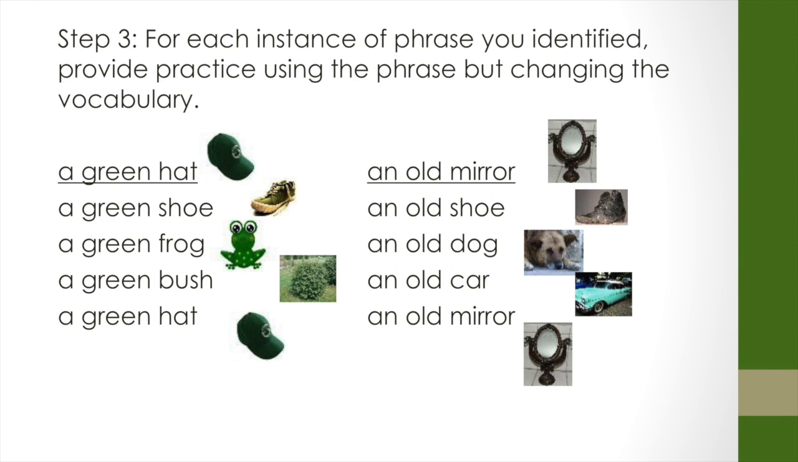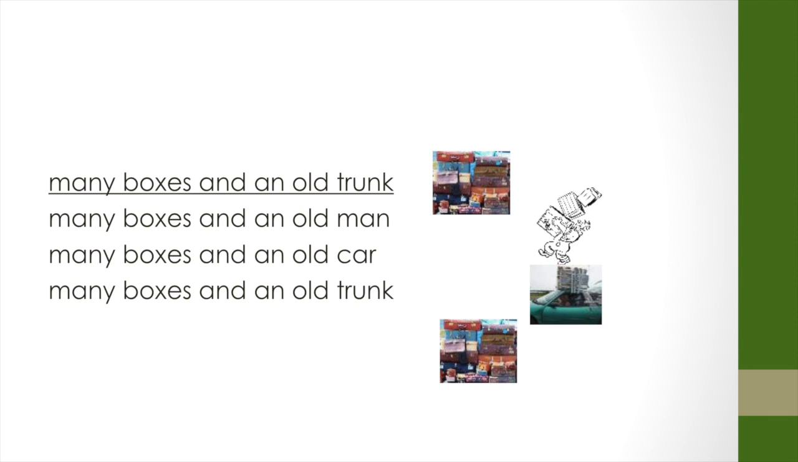In Step 3, provide practice with each type of phrase, changing out the nouns. Leave the function words and adjectives as they are. With today's internet, you can have your parapro make up these little tasks quite quickly. Here is an example of another phrase type. This step is based on the old principle of providing pattern practice.